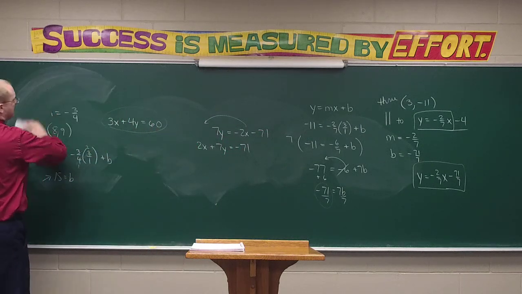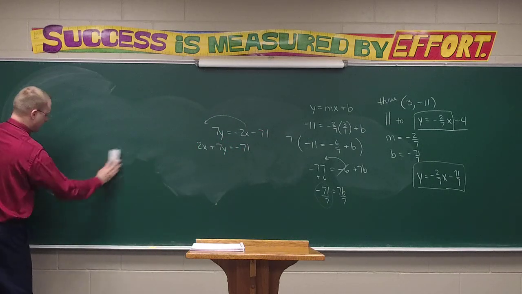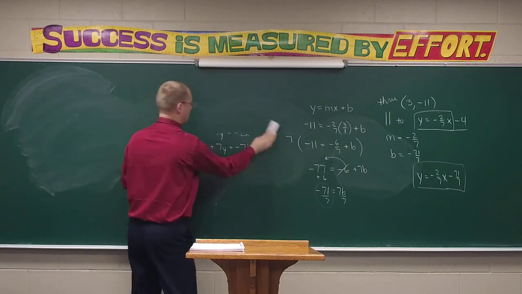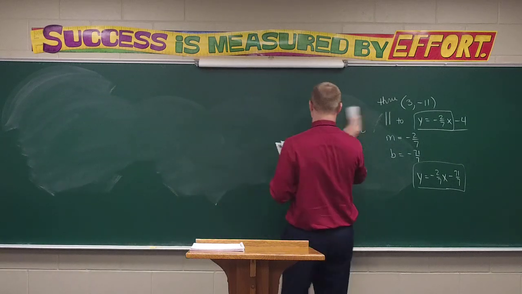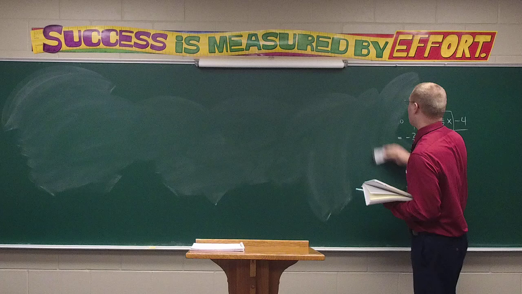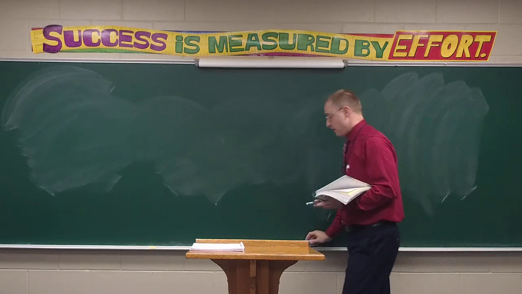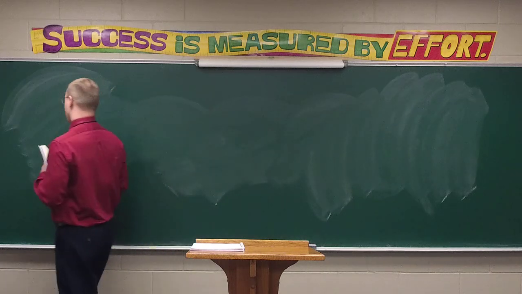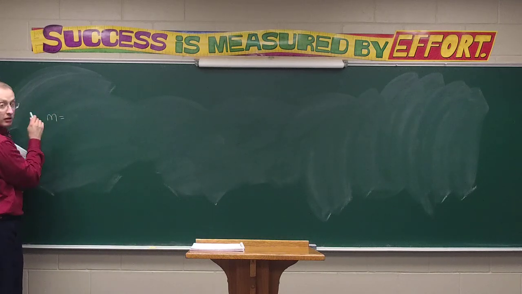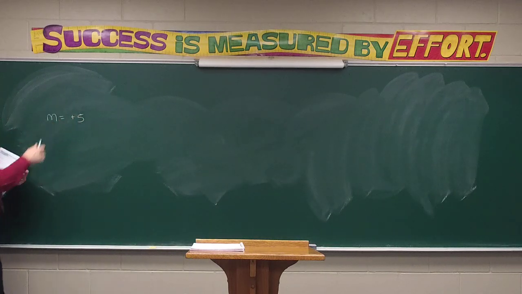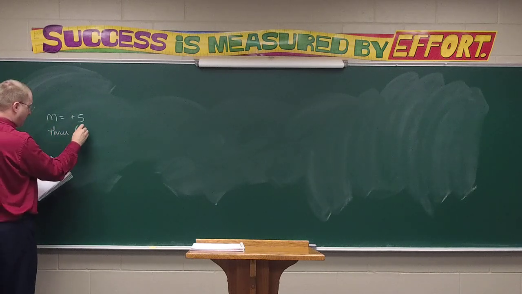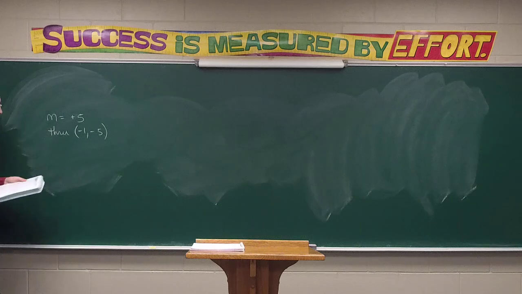Class, when it says perpendicular, what 3 words do I need to think? Negative reciprocal slope. So on number 13, the slope of their line, Brandon, was? Negative 1/5. But the slope of my line, Audrey, is going to be? Positive 5. And it goes through the point negative 1, negative 5. All right, pretty straightforward.